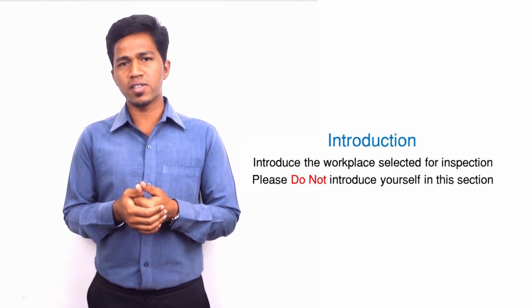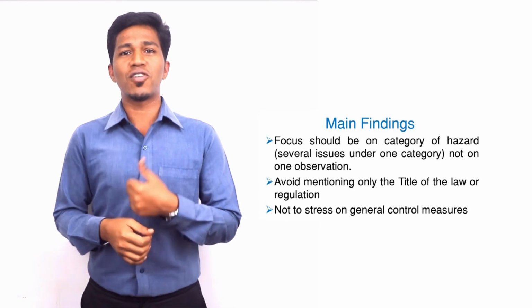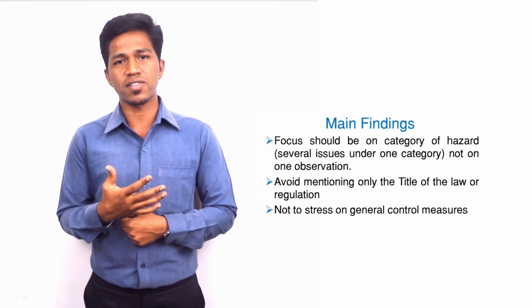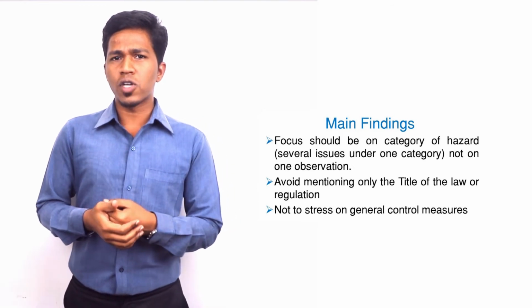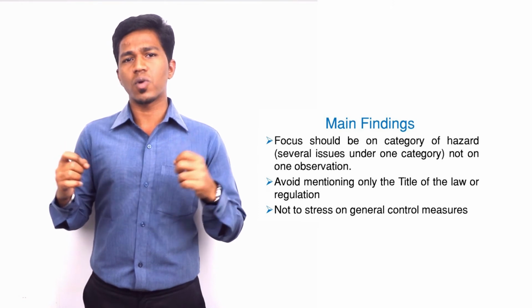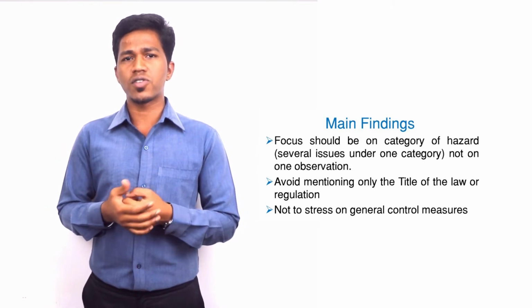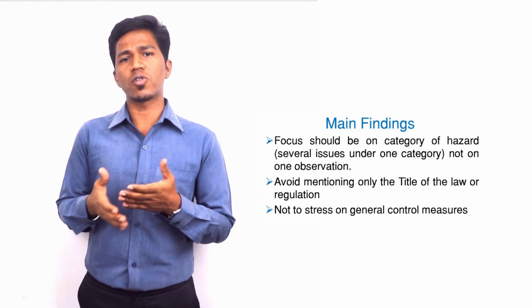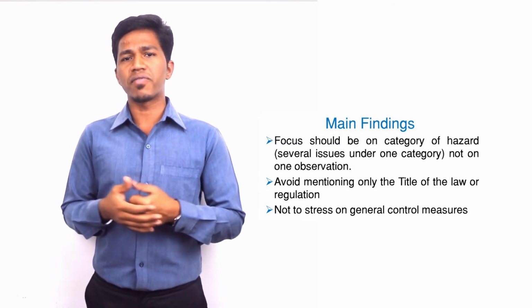Coming to your main findings, things that you're not supposed to do. Do not focus on one observation. Focus on five categories of hazard. Do not write only the title of the particular breach or the law that you identify; you need to demonstrate it. And do not stress or focus on general control measures once again under the main findings section.